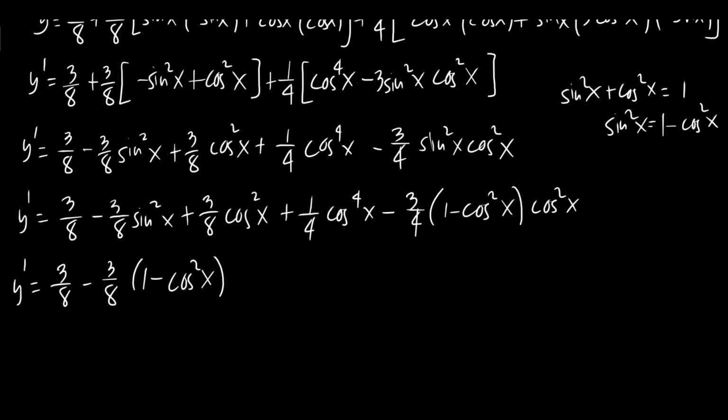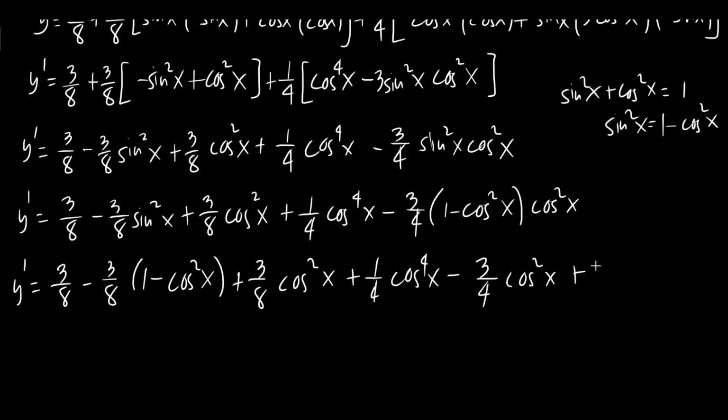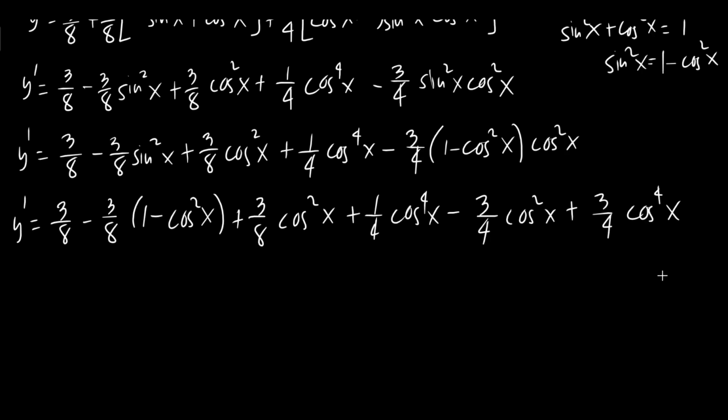Our goal is to make the trigonometric functions uniform. So plus 38 cosine squared x plus 1/4 cosine 4x minus 3/4 cosine squared x plus 3/4, so plus 3/4, plus 3/4 cosine of 4x. We'll now simplify further.